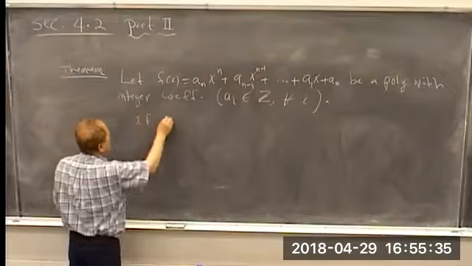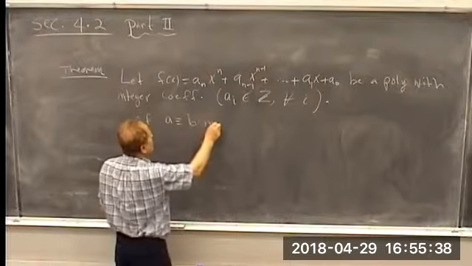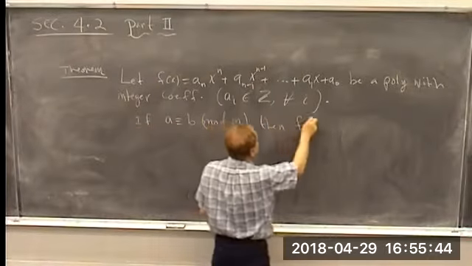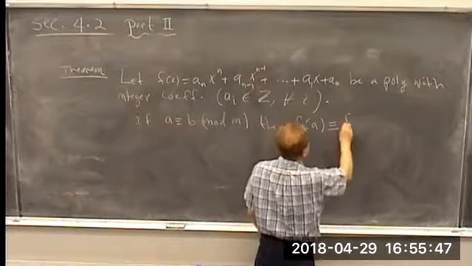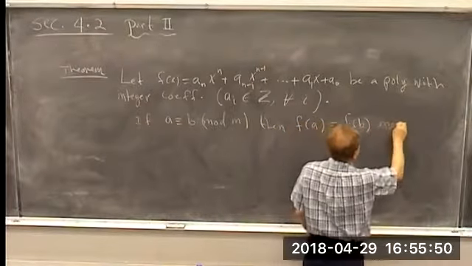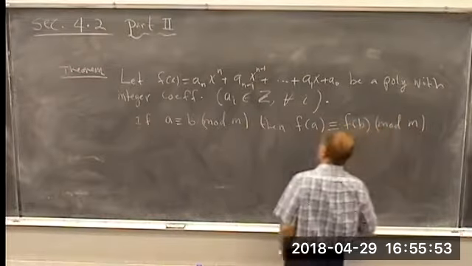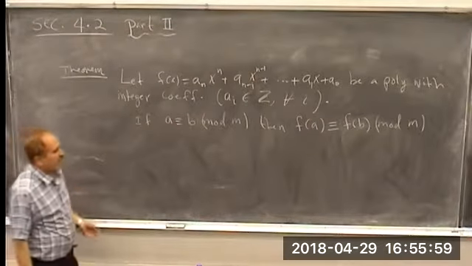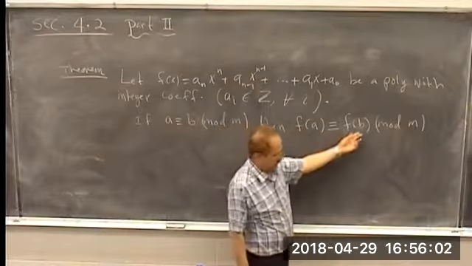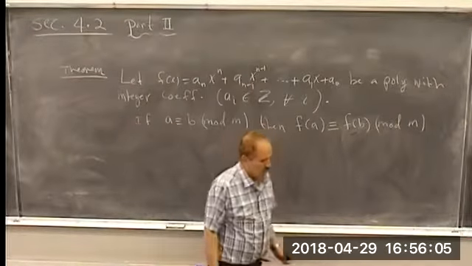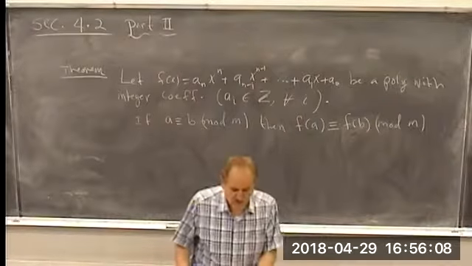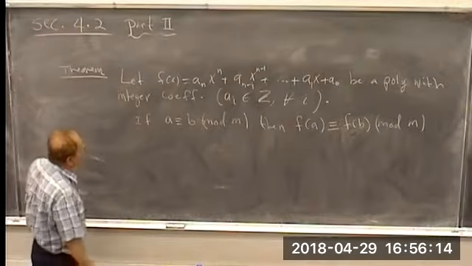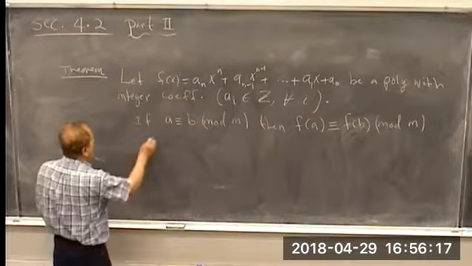If it happens that A is congruent to B mod M, then f of A is congruent to f of B mod M. In other words, if we evaluate the polynomial at A and B, we get values of this polynomial at A and B that are congruent. So these are numerical values in here. And the proof of this more or less follows from the previous theorem. Here's the proof.